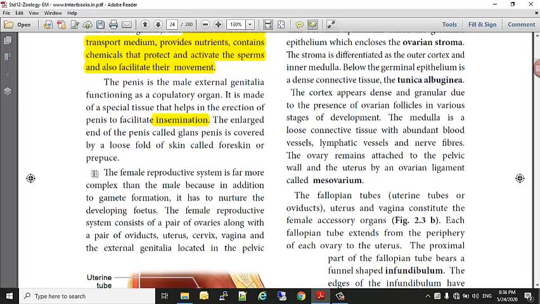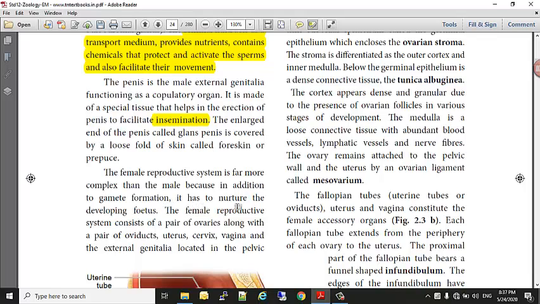Let us move on to the next. The female reproductive system is far more complex than the male. Yes, many new organs are there, many changes are there, many hormones are involved in this reproductive system. So it is more complex than the male reproductive system. The male reproductive system is simple. But when we talk of female, more complexity is added.